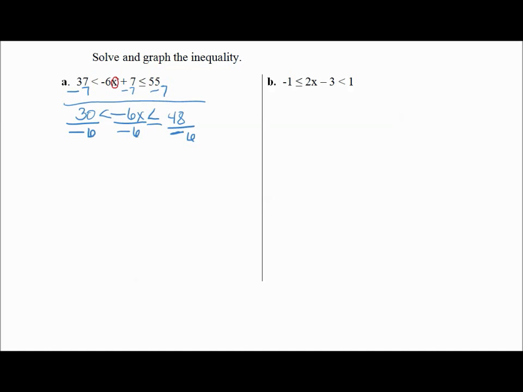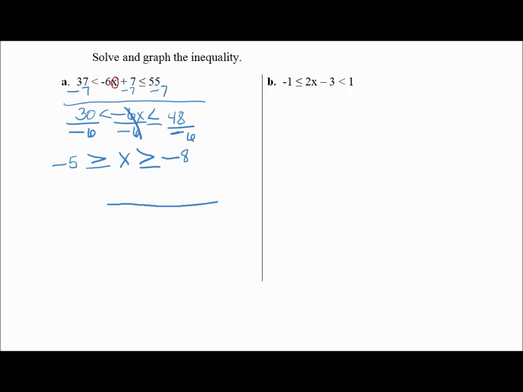30 divided by negative 6 is negative 5. You divided by a negative, so you had to reverse your symbol. Negative 6 is canceled out. Bring down the x. Bring down your inequality symbol again, remembering that you divided by a negative, so you have to reverse it. And then 48 divided by negative 6 is negative 8. So what you have is negative 5 greater than or equal to x, greater than or equal to negative 8.